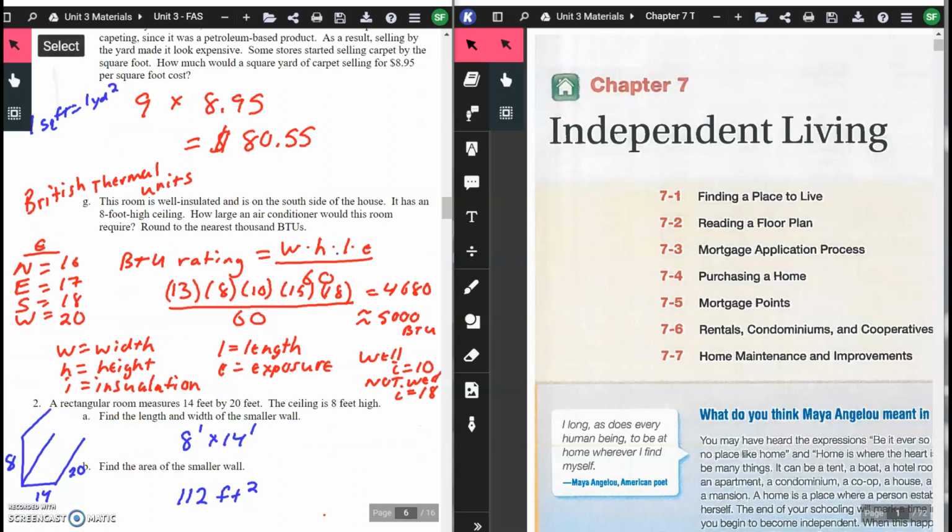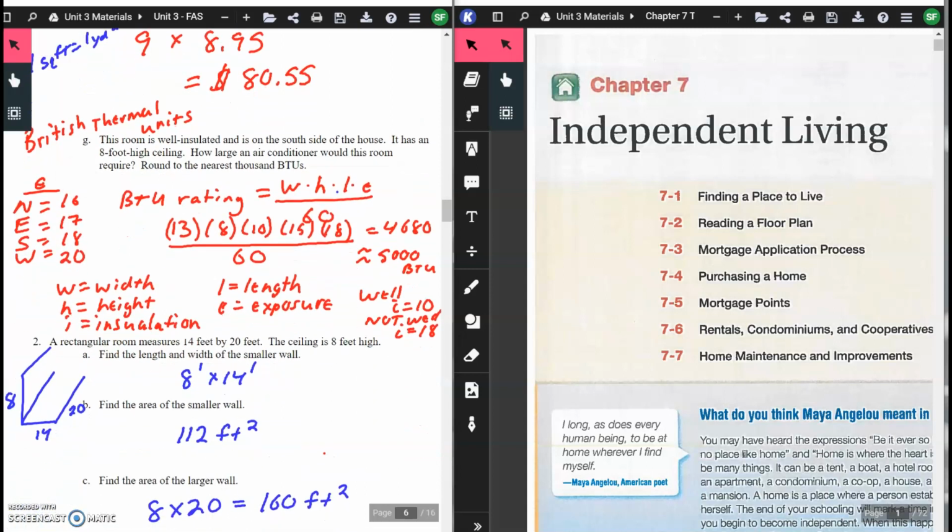Part G. This room is well insulated and is on the south side of the house. It is an 8-foot ceiling. How large of an air conditioner would this room require? Round to the nearest BTU. So BTU stands for British Thermal Units. This is how air conditioners and furnaces are rated.